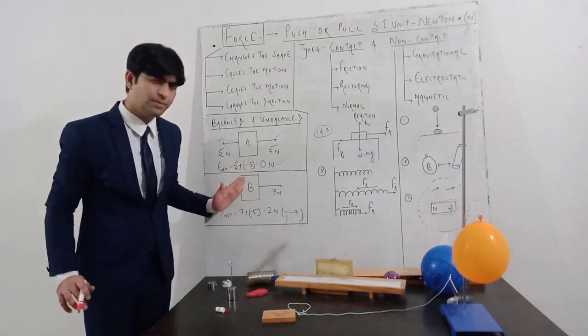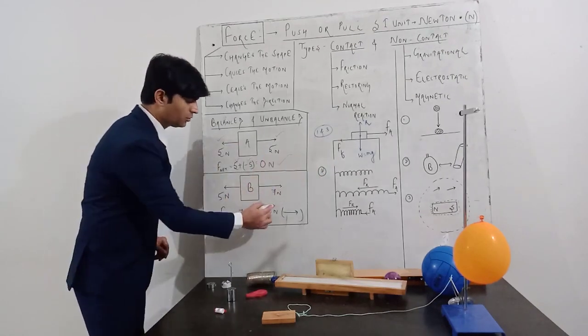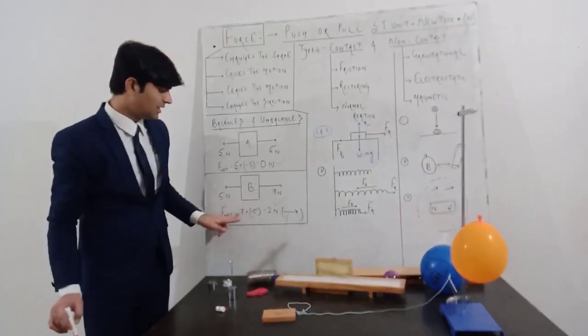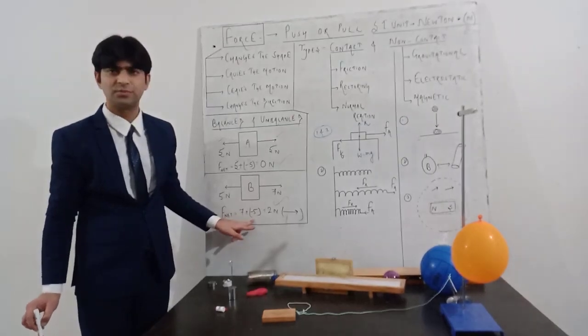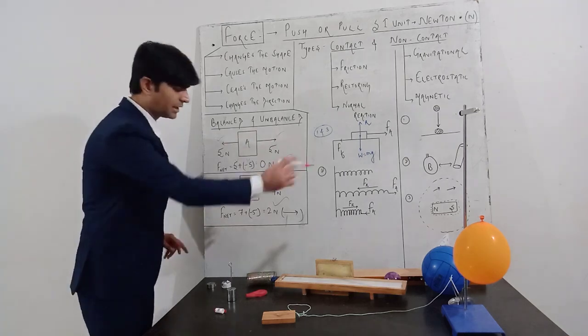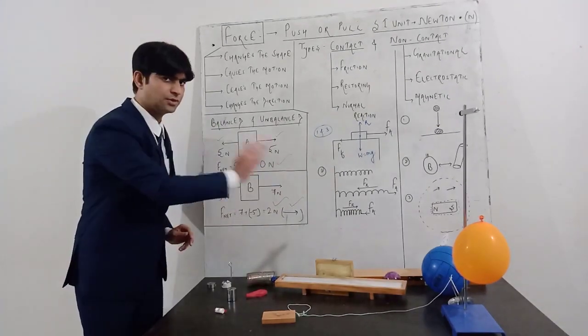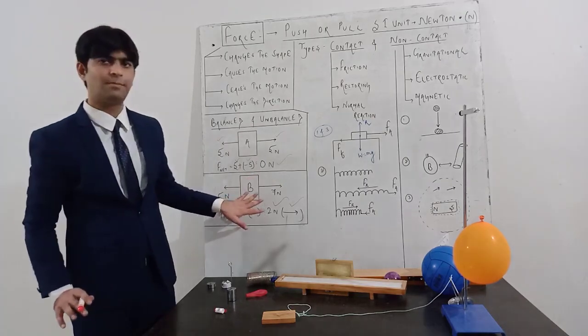Due to which the body B will move in that direction, the 7 Newton direction, with the amount of 2 Newton force. Greater force minus smaller force. So this is the 2 Newton force towards right. This arrow indicates the direction of net force, which is towards right. So this is an example of unbalanced force.